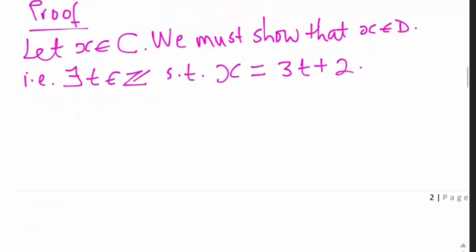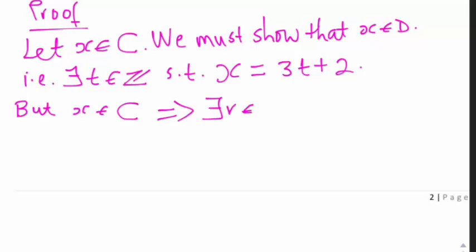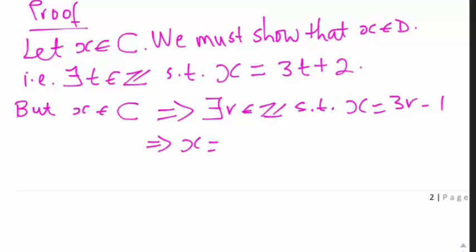But what do I have in my pocket? X, an element of C, what does that mean? It means that there exists an integer R such that X equals 3R minus 1. Okay, and that simply implies X equals 3R minus 1 minus 2 plus 2. Observe that I haven't really done anything.